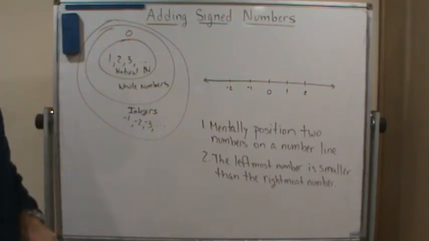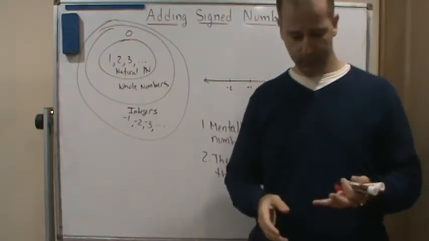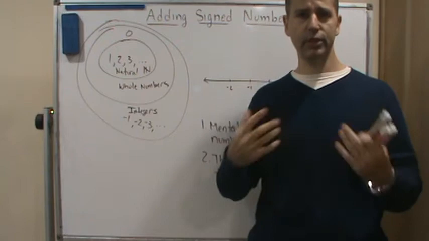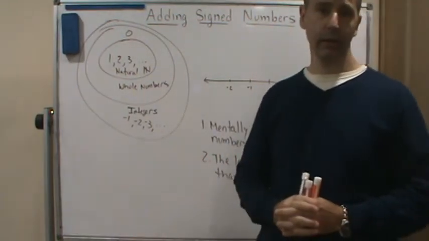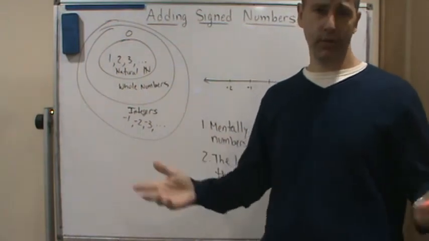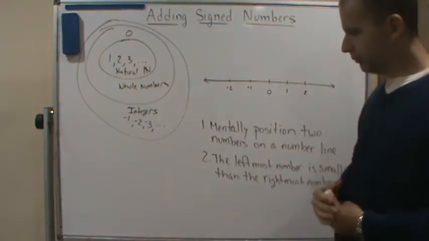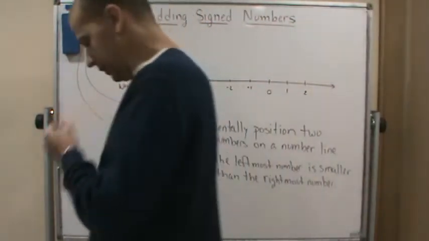So signed numbers. A signed number is any number that's either negative, positive, or 0. Those are signed numbers. So that would include integers. But there are other numbers that are also signed numbers that we'll talk about later. But let's talk about these integers.